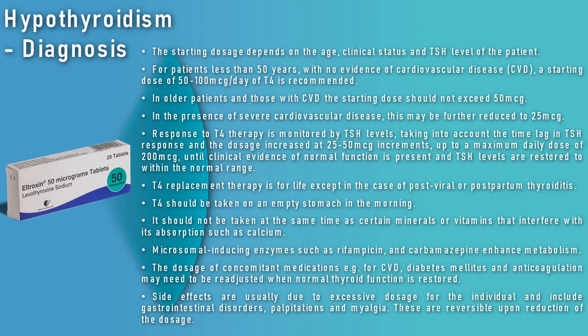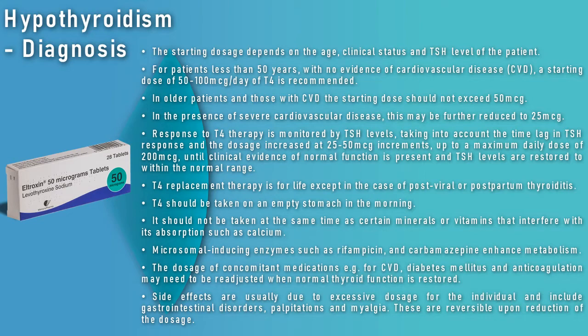For patients less than 50 years of age with no evidence of cardiovascular disease, a starting dose of 50 to 100 micrograms per day of T4 is recommended. In older patients and those with cardiovascular disease, the starting dose should not exceed 50 micrograms. In the presence of severe cardiovascular disease, this may be further reduced to 25 micrograms.